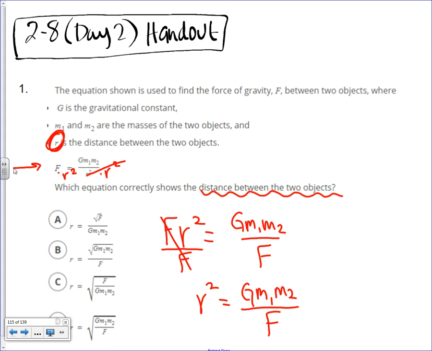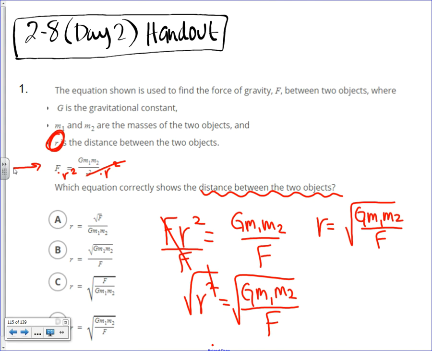So I need to think to myself, what is the inverse of squaring something? What's the opposite of squaring something? Well, the opposite of squaring something is to square root it. So if I square root both sides, it's going to cancel out the squared, and I'll have r is equal to the square root of g m1 m2 all over f.